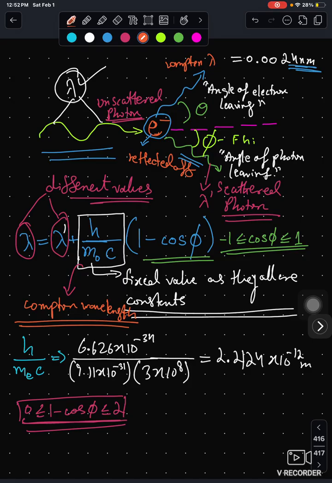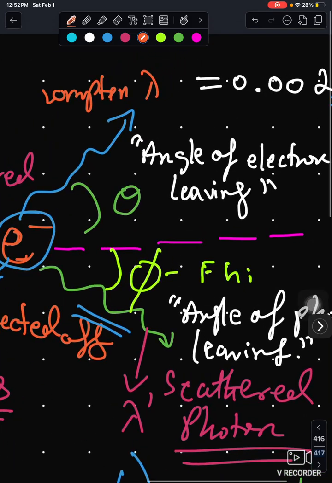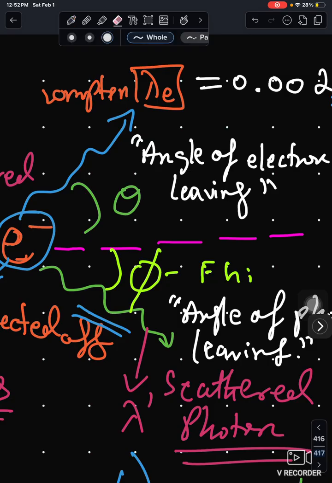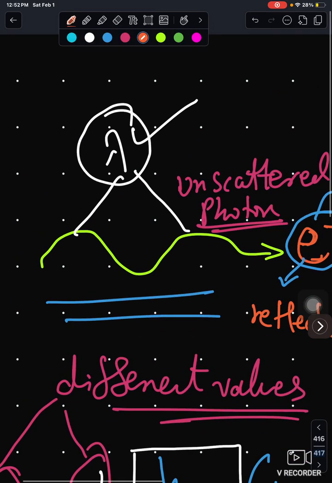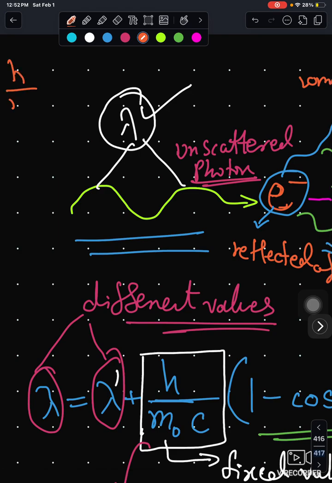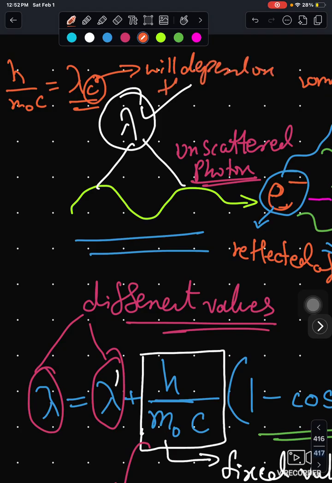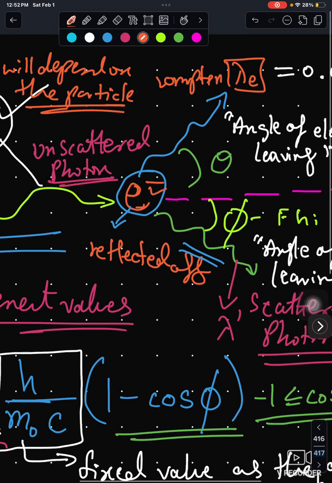And then I can even give this a special name. This is nothing but the Compton wavelength of the electron. If I want to put this over here at the top, h over m0 c, it can be written as the Compton wavelength. This will depend on the particle we are working with, which is the changing particle over here. We can even get the Compton wavelength of a photon as well.